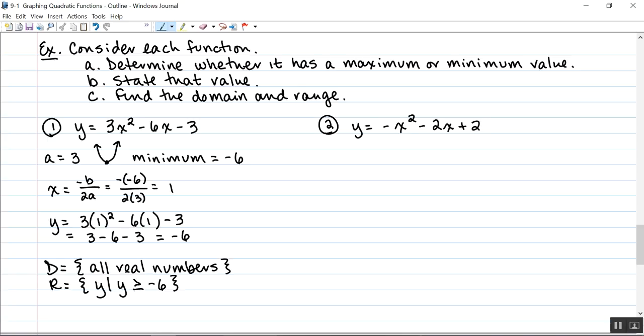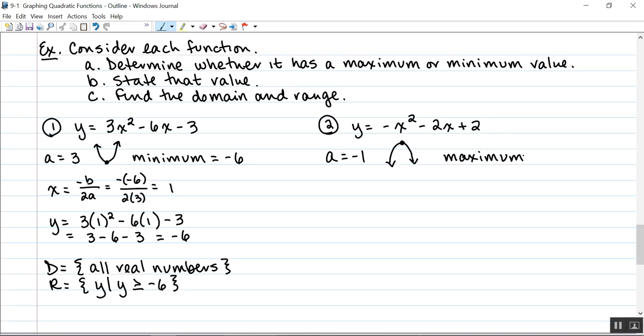Let's take a look at the second example here. Y equals negative x squared minus 2x plus 2. So in this case my a is negative 1. So that means my graph is going to open downwards like this. My vertex is going to be here. So my vertex is going to be a maximum value.